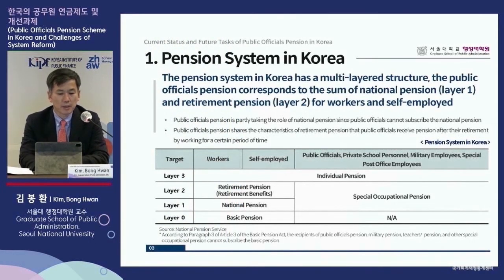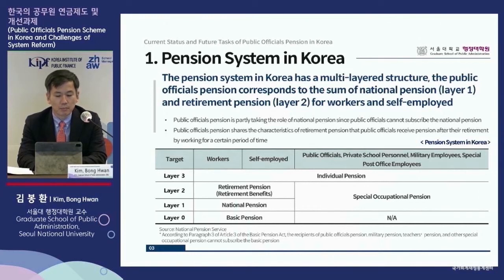Let me explain the pension system in Korea. As you can see in the box, we have 4 layers of pension system in Korea. Layer 0 is for low income people. This is for the bottom 20% of income level people. For the general public, we have 3 layers: layer 1, 2, and 3.